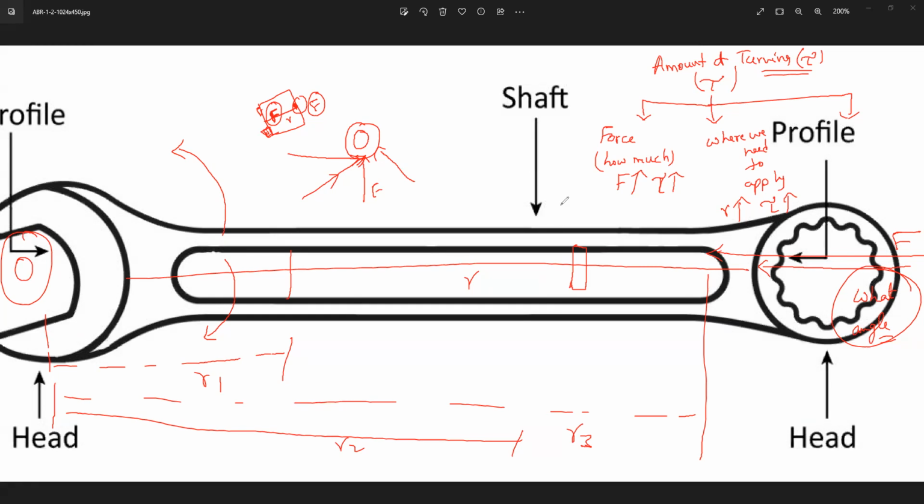Aswita, do you understand what torque is? Amount of turning. Yes. So now let us make it, I will tell you. Now as I said, the second factor. What is the second factor, everybody?